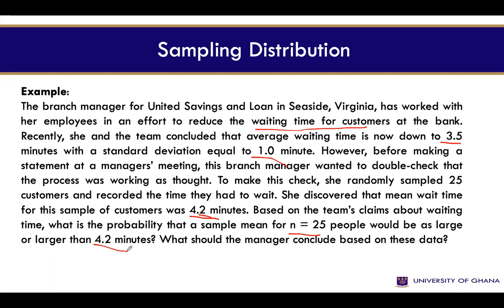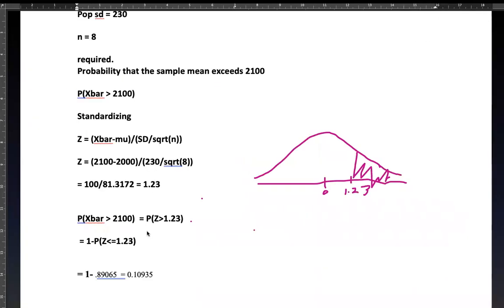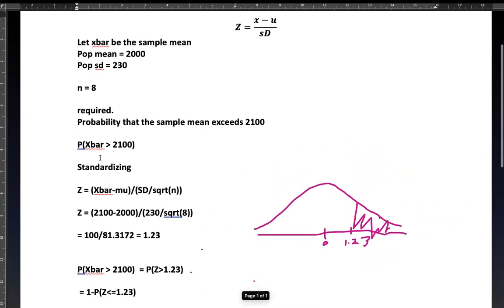Maybe it was just some error, but we have to test this. We want to find the probability that, for a sample of 25 people, the sample mean would be as large or larger than 4.2 minutes. And of course, what will be the implications of this?